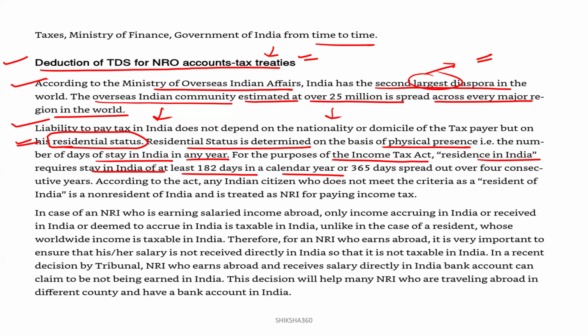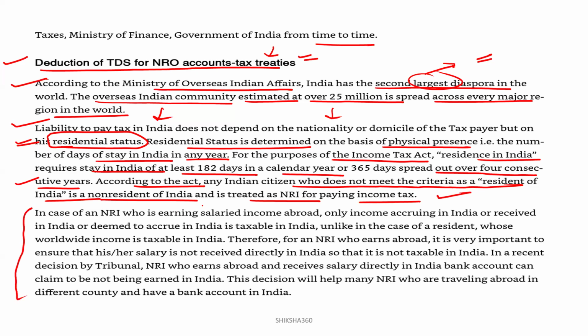Clear? If the government wants to take taxes from any person who was earlier resident outside India and is now residing in India, that person has to stay in India for at least 182 days in a calendar year, or 365 days spread out over 4 consecutive years. Clear? According to that, any Indian citizen who does not meet the criteria as a resident of India is a non-resident of India and is treated as an NRI for paying income tax.